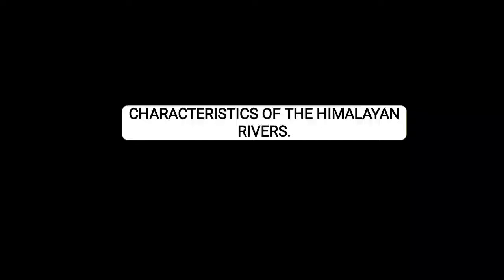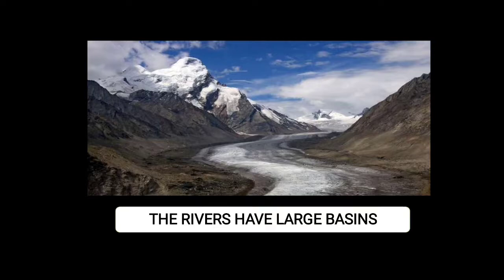So what characteristics do Himalayan rivers have? We will study that one by one. The first characteristic of the Himalayan rivers is that the rivers have large basins. When they start off from the tributaries, they carry along with them a large portion of land as well. They cut through the mountains and create their way, joining the main rivers. So the Himalayan rivers have large basins.